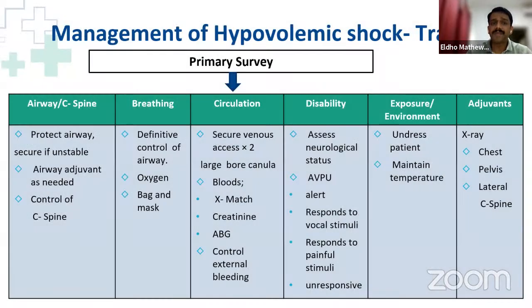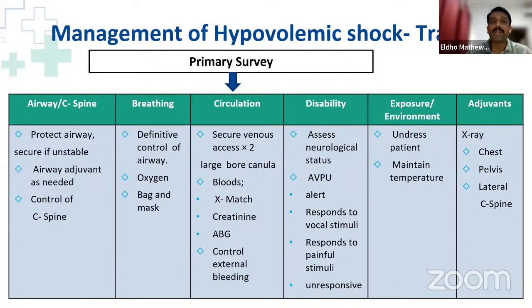So in the management of hypovolemic shock due to trauma, there are primary survey and secondary survey. So we have to evaluate the patient quickly. And coming to the primary survey, we are analyzing the airway of the patient. If the patient responds verbally and clearly, we can understand the patient's breathing pattern and that the airway is not obstructed.